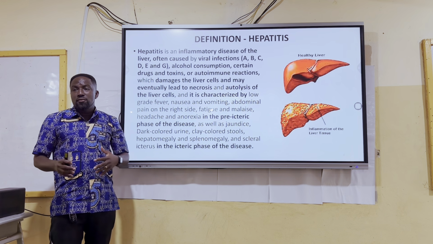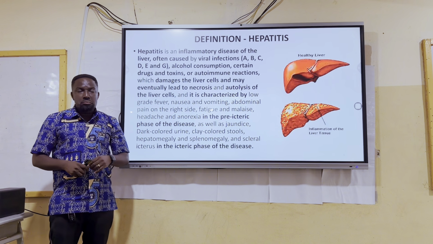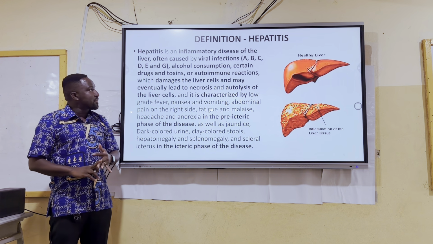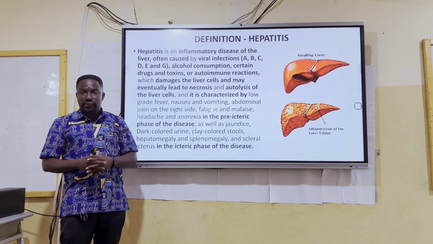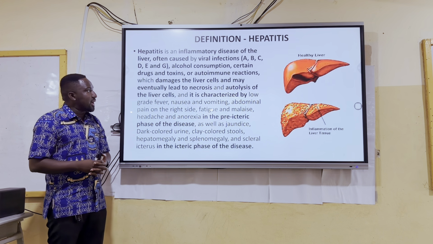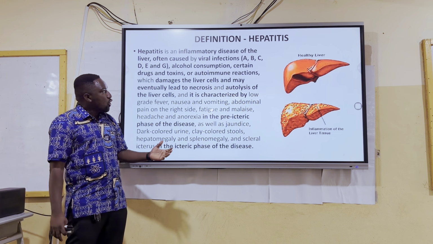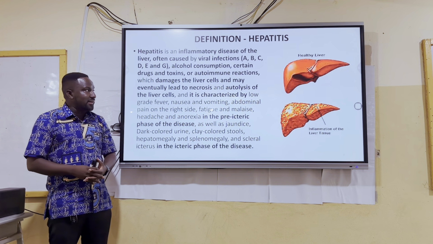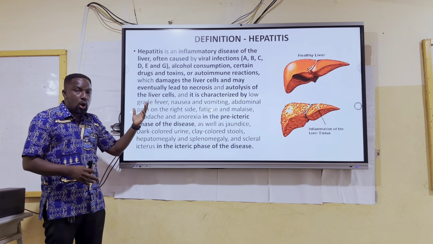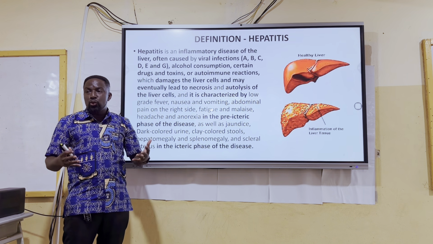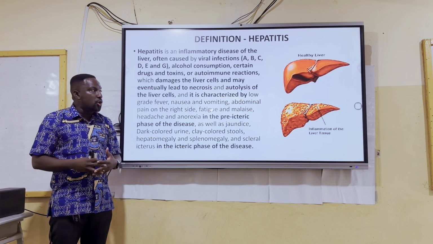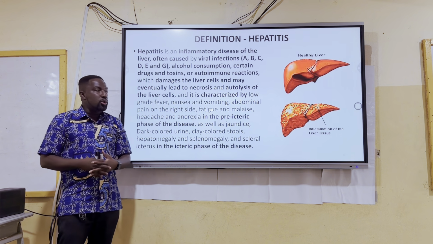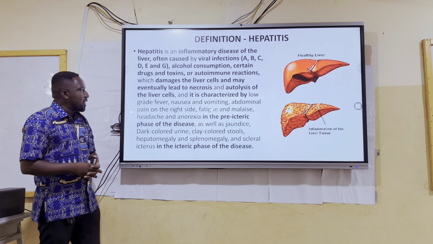There are a lot of viruses that can cause hepatitis. We have hepatitis A, hepatitis B, hepatitis C, D, E, and G viruses that can cause an inflammation of the liver. Hepatitis can also be caused by excessive alcohol consumption, that is alcoholic hepatitis. Certain drugs and toxins can also lead to hepatitis, that is drug-induced hepatitis. And autoimmune reactions can also lead to an inflammation of the liver.